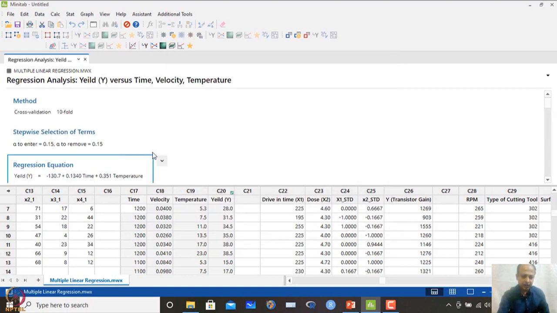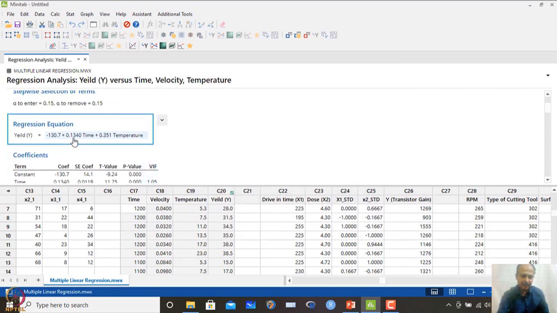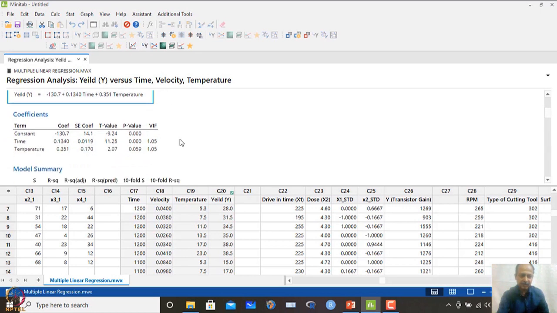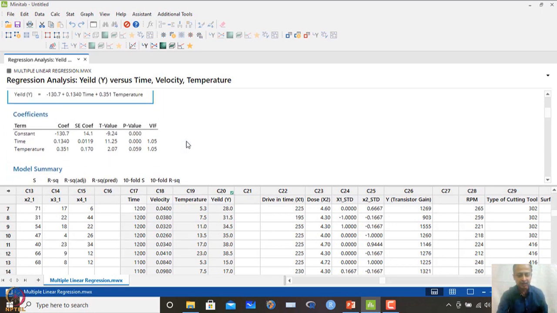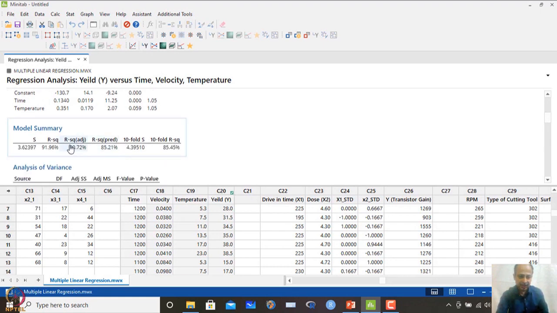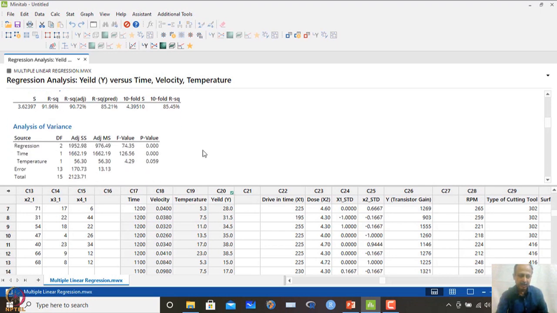So what happened is that it has identified time and temperature. Initially we thought it is not so highly correlated, and temperature is not so significant, just above the cross line, which is 0.05, the cutoff over here. So the analysis says we have to take into consideration time and temperature, the best model coming out of this. The R square adjusted value is 90 point something, and the 10 fold cross validation is more or less close. So this model seems to be adequate.